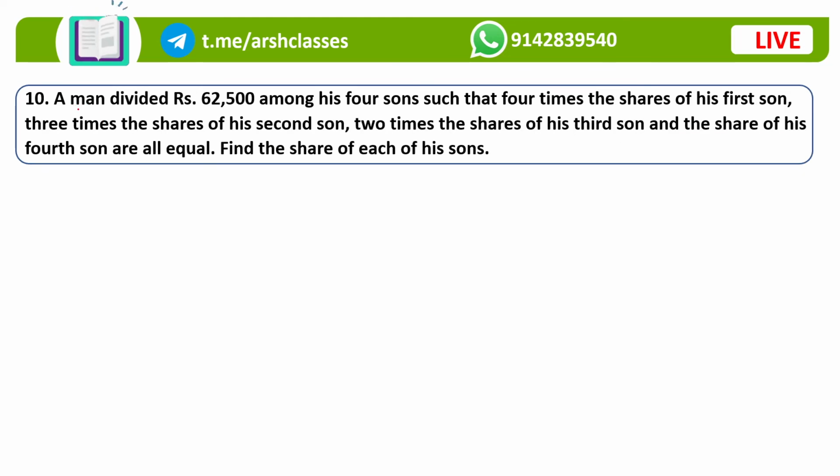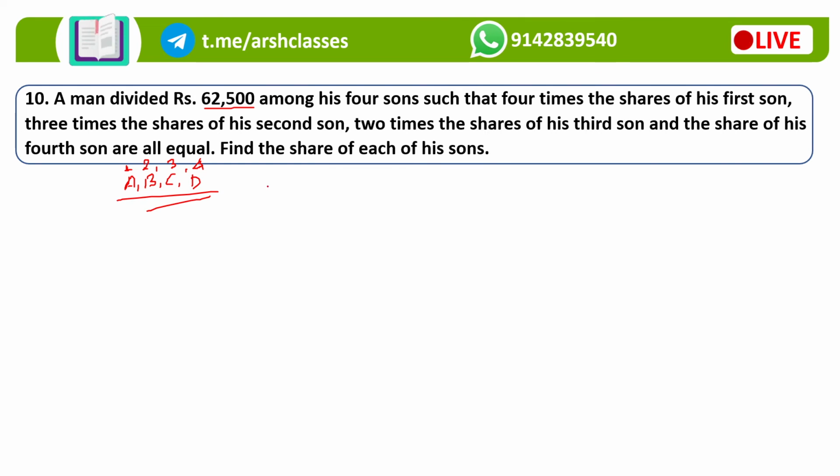Here it says that a man divides rupees 62,500 among his 4 sons such that 4 times the share of his first son, 3 times the share of his second son, 2 times the share of his third son, and the share of his fourth son are all equal. Find the share of each of his sons. Let's say the 4 sons are A, B, C, and D, with the first, second, third, and fourth sons in that order.